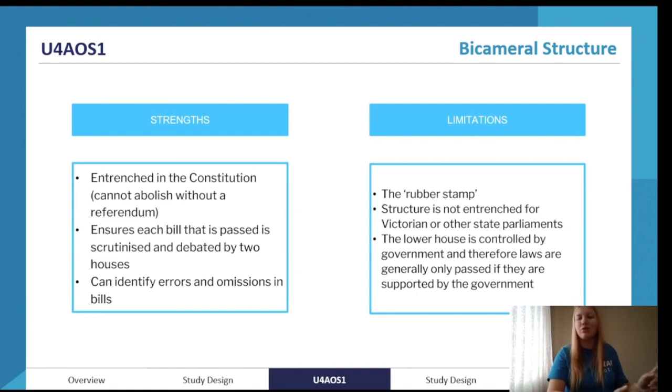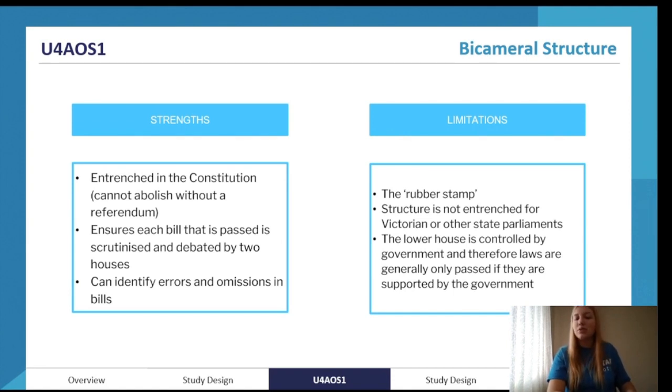There is no one major party forming government and being able to pass laws alone. So those are the three structures to know of. Some more limitations: as I discussed, the structure is not entrenched. It's not in the constitution for Victorian or other state parliaments.